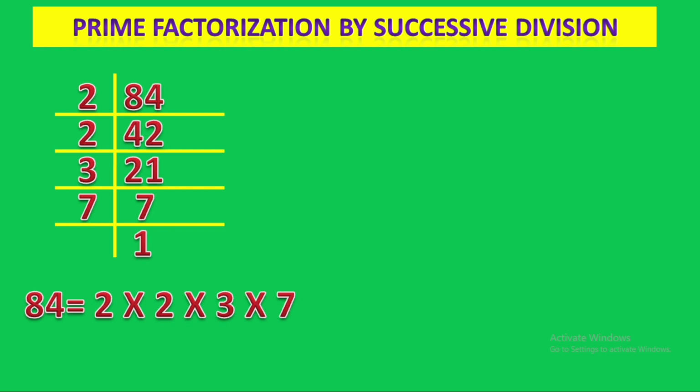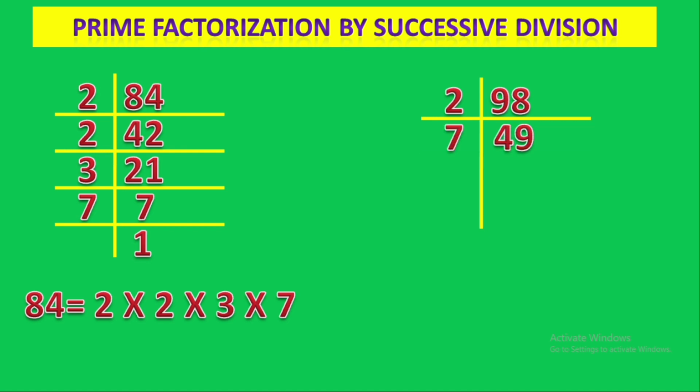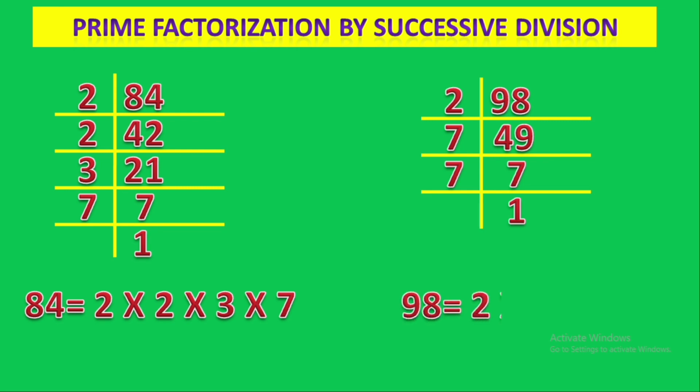Let us take another example, 98. It will go by 2, so let's divide. So we get 49. Next, 7 7s are 49. And then 7 1s are 7. So let us write all the prime factors of 98. So we have 2 into 7 into 7. Let us multiply and check. 2 7s are 14, 14 7s are 98.